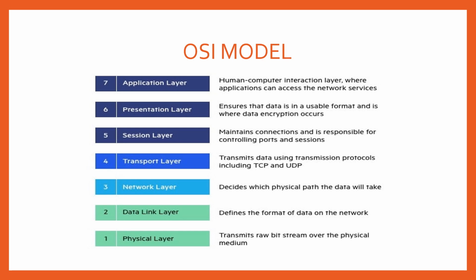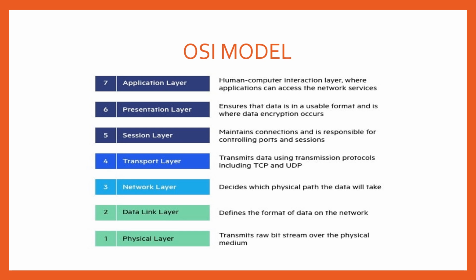The fourth layer is the transport layer, and its main responsibility is to provide reliable transport and flow control across a network. This data is transmitted using transmission protocols, and the two transmission protocols that can be used are TCP and UDP.